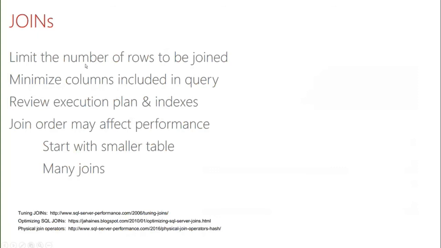Let's talk about joins as well. Joins are a complex topic. So we just did simple select statements on one table. When you add in joins, things get much more complex. You're dealing with multiple tables, different table indexes. The way you write your join statements matters. You want to try to join on indexes. So in general, limit the number of rows to be joined, minimize the columns included in a query, just like our other queries, review the execution plans and indexes, and see if you're hitting indexed columns in your where clause and your join statements. Your join order may affect performance.